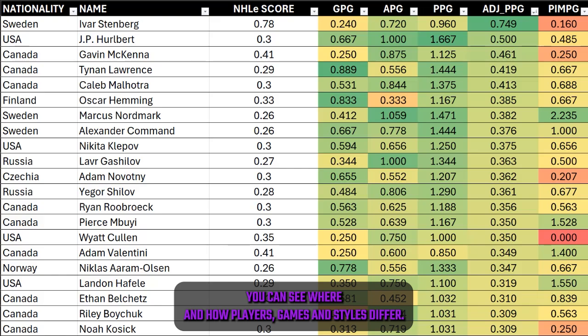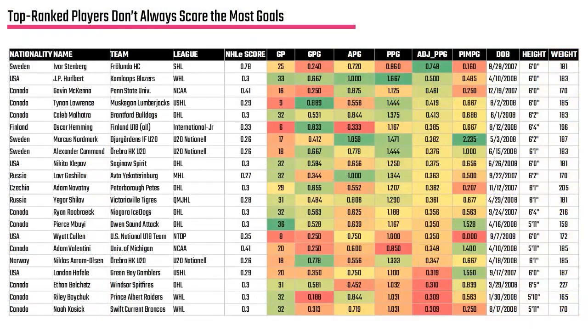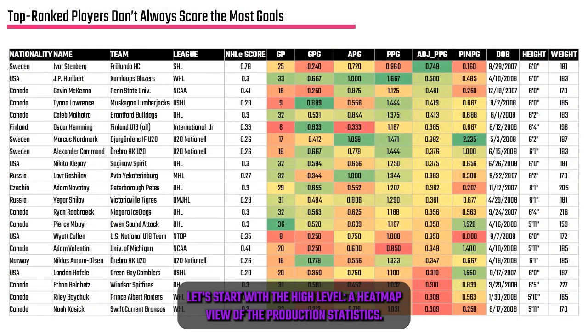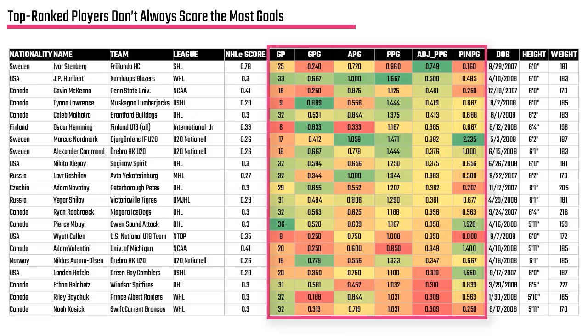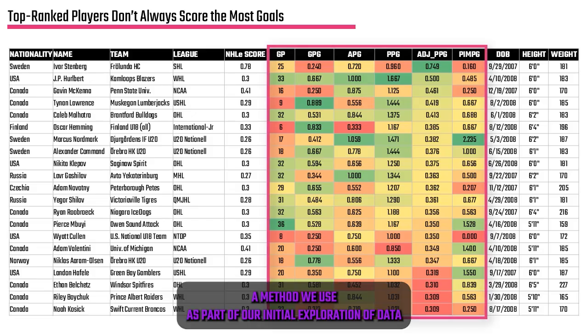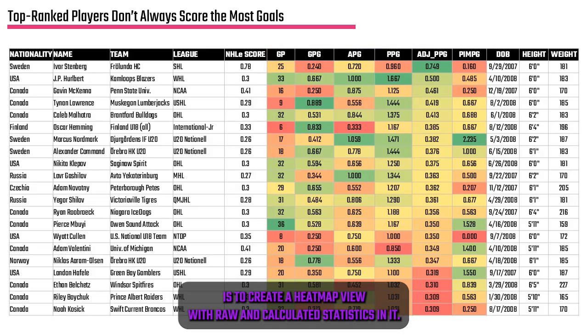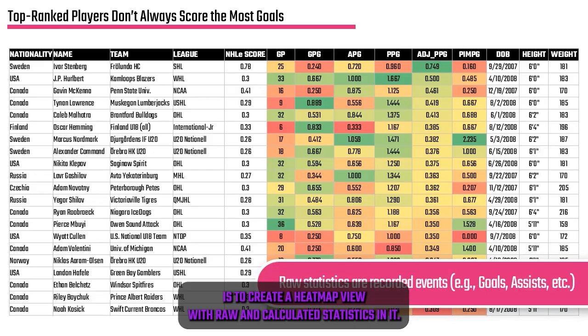You can see where and how players' games and styles differ. Let's start with the high level, a heat map view of the production statistics. A method we use as part of our initial exploration of data is to create a heat map view with raw and calculated statistics in it.